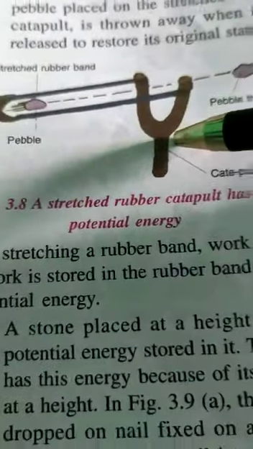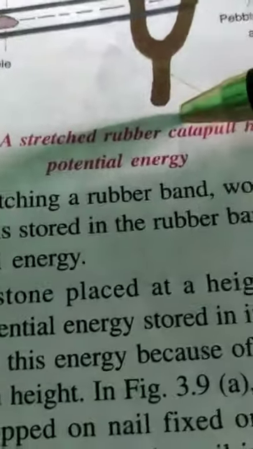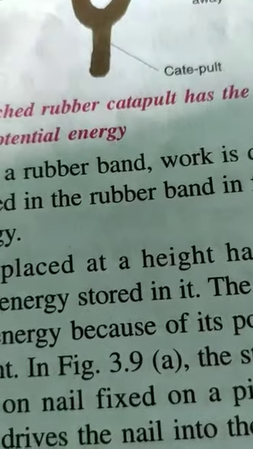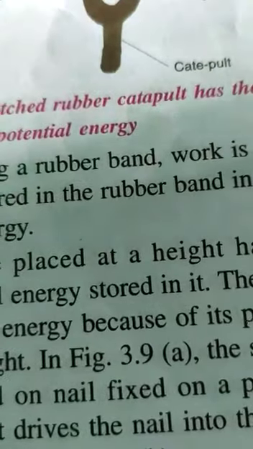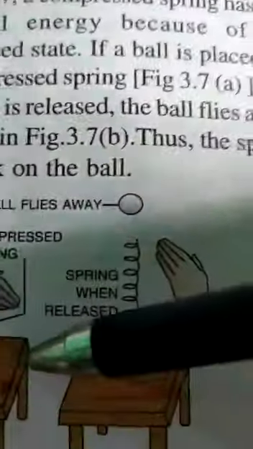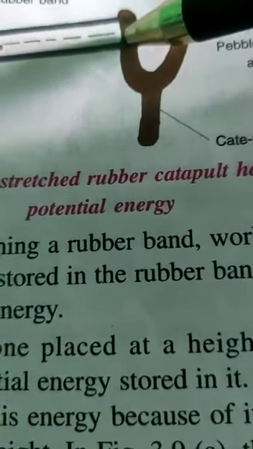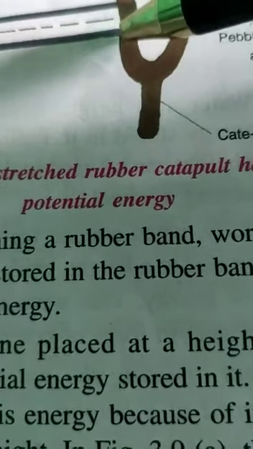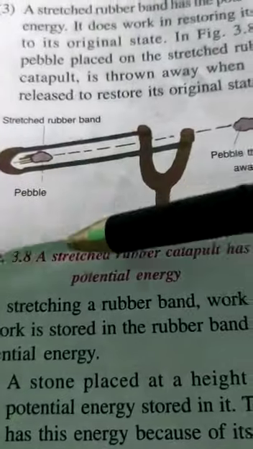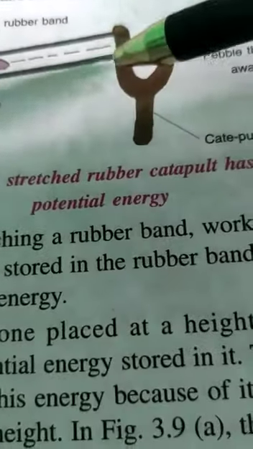One more example, see here. This catapult has potential energy, that of the stretched rubber. Actually, when a spring is compressed or wound, some work is done on the spring which is stored in it in the form of potential energy. Like that, in this also, a stretched rubber band has potential energy until you throw it.